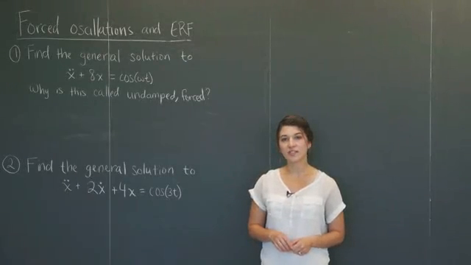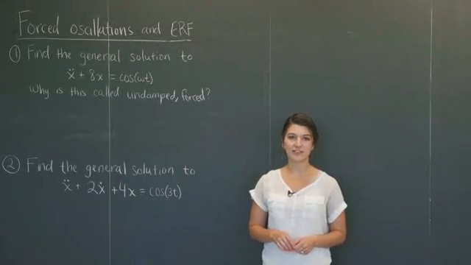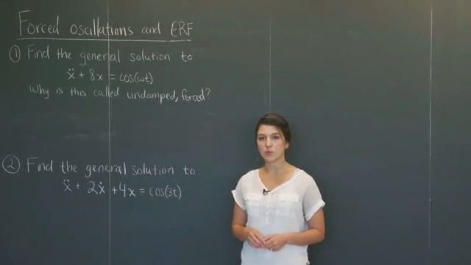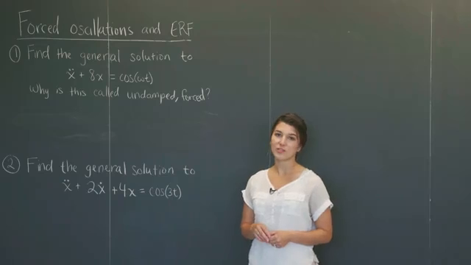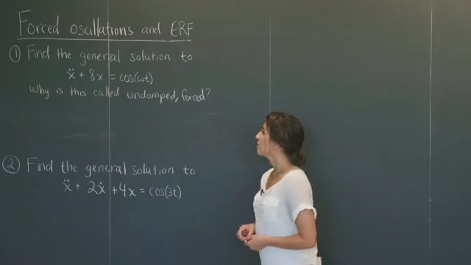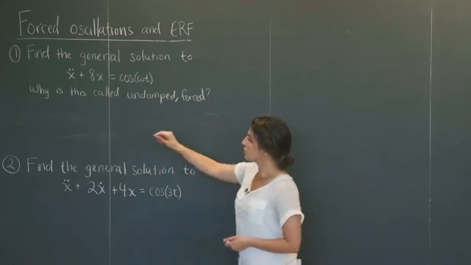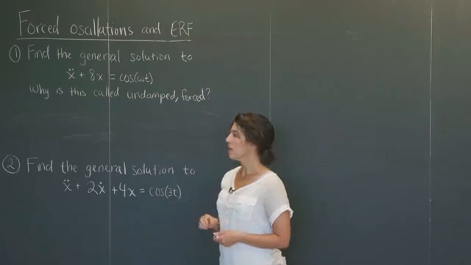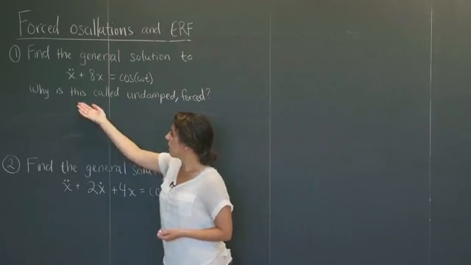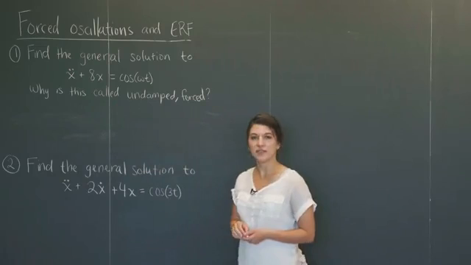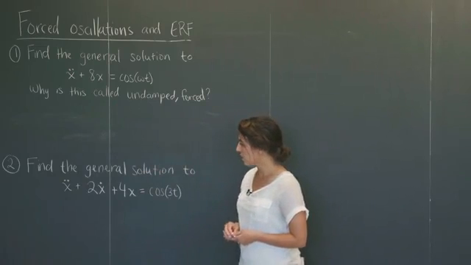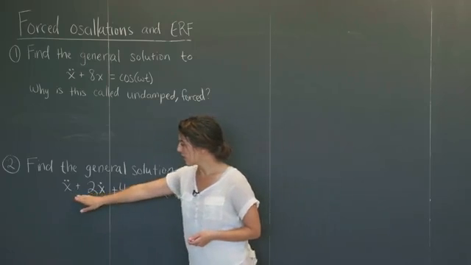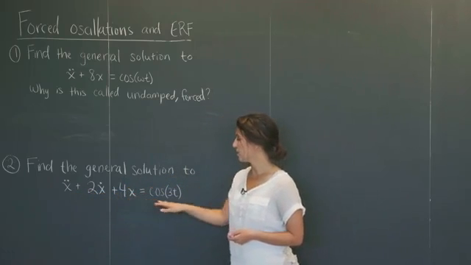In this video, we'll consider ODEs that describe forced oscillations, and in the solution process, we'll use complex replacement and the exponential response formula. In the first part, we'll find the general solution to x double dot plus 8x equals cosine of omega t, and we'll just think about and answer why this is called an undamped forced ODE.